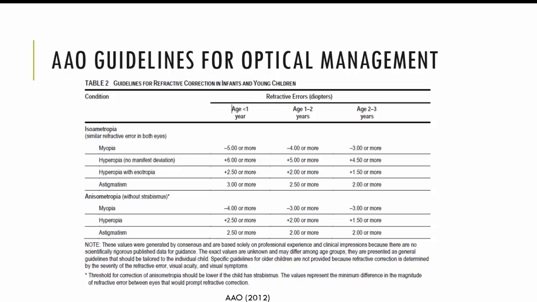Before we conclude, I just want to bring your attention to the AAO guidelines for optical management. The American Academy of Ophthalmology has come up with guidelines of how to manage infants and young children with refractive errors, either in the presence or absence of strabismus. Now, you don't need to learn these off by heart or be managing your patients according to these AAO guidelines. I just want you to utilise the principles we've talked about so far.